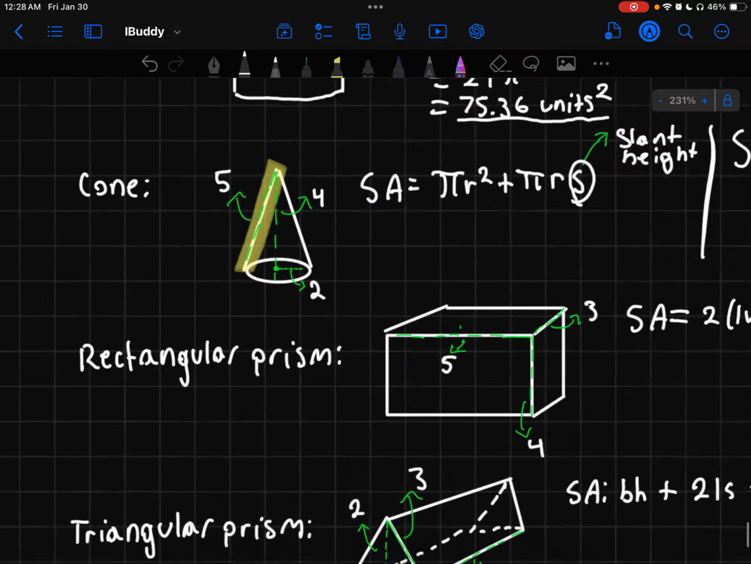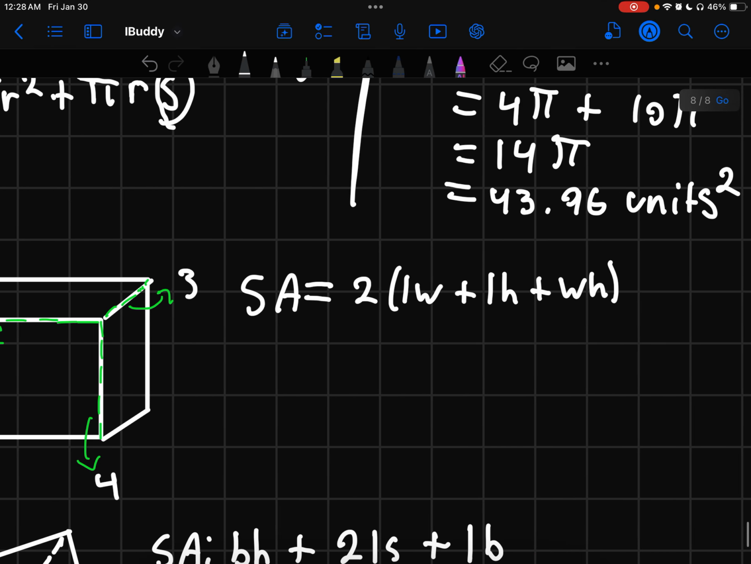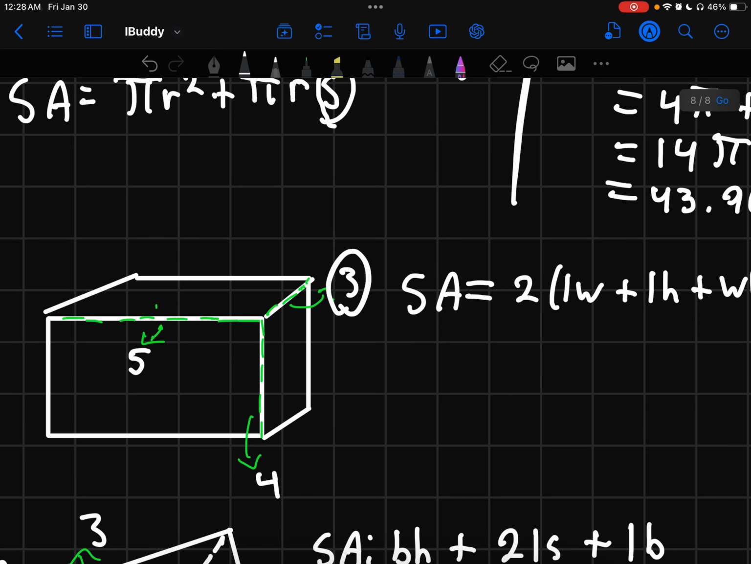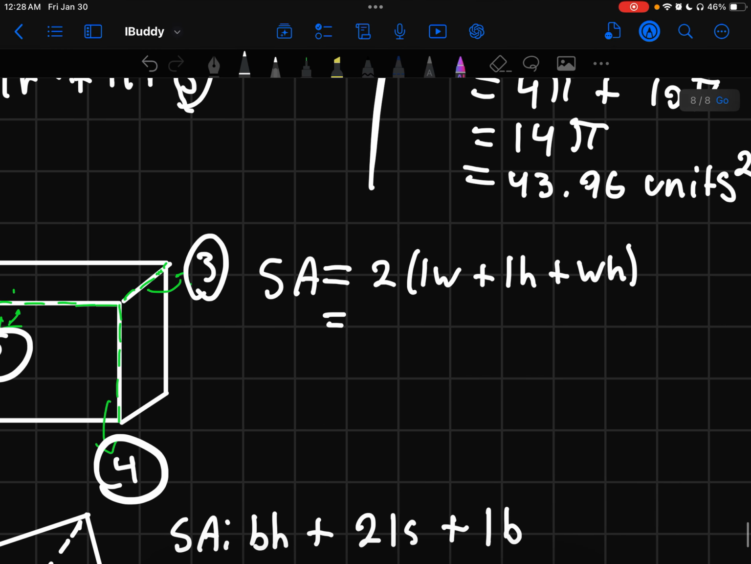Okay, so now moving on, we have the rectangular prism. The surface area for the rectangular prism is 2 times the length times width, plus the length times height, and plus the width times height. So the width is 3, the length is 5, and the height is 4. So let's just plug this into the formula.